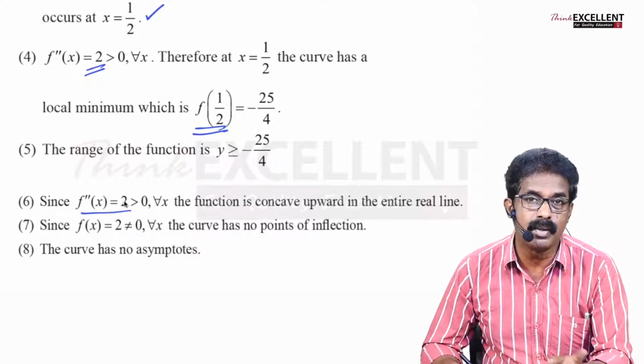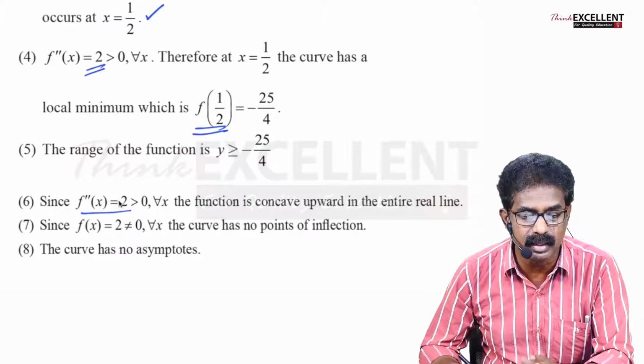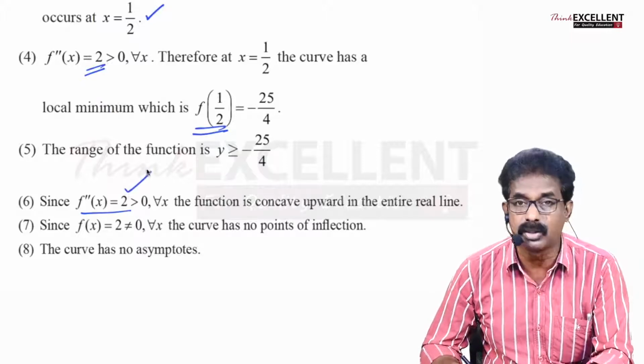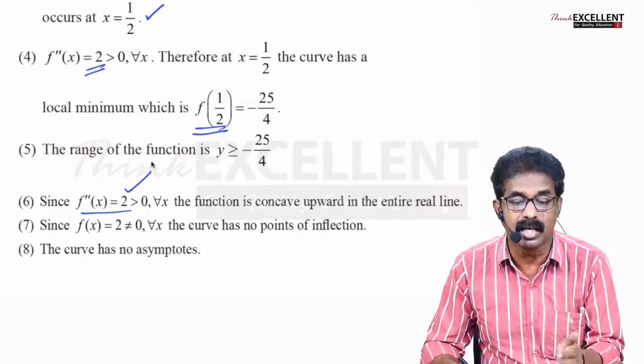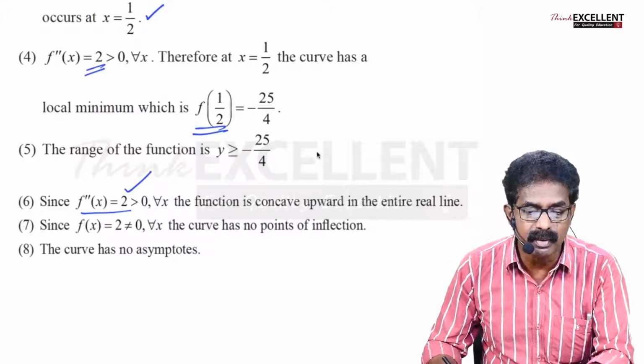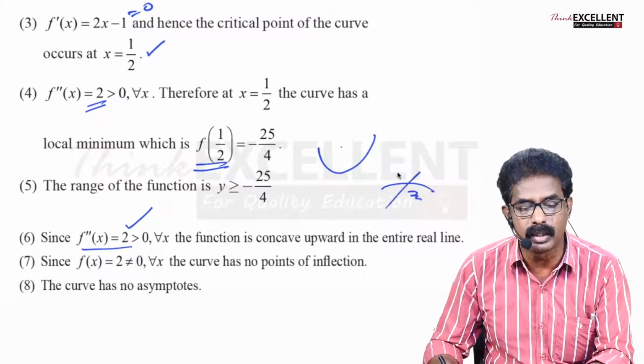For concave upward or concave downward, to check, you equate the second derivative with 0. You are not getting anything. So the second derivative is positive always, so that means it is concave upward everywhere. Concave downward means it should be like this, so you won't get anything like this here.